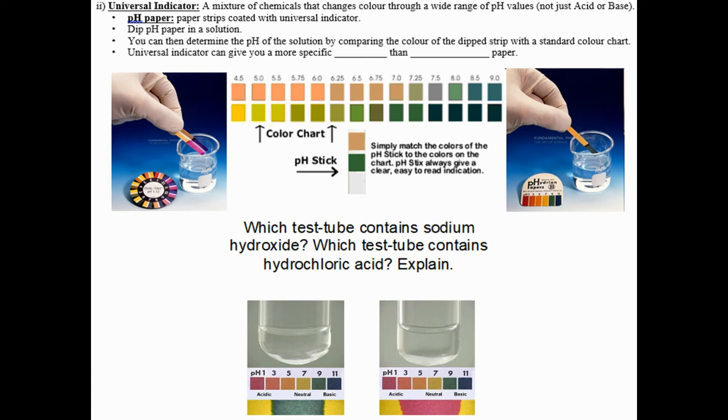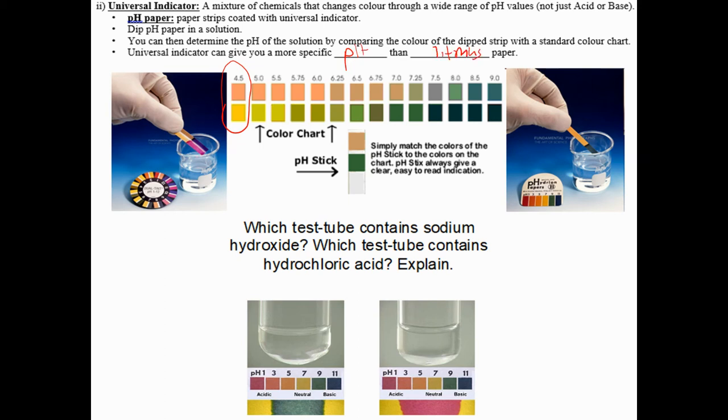pH paper is dipped in universal indicator, and what you do is you basically take the paper, dip it in your substance, it changes color, and you match it to a chart given to you. So for example, if the color was, let's say this over here, after dipping it into a solution, then I would know the pH is 4.5 and it's acidic. So universal gives you a more specific pH than litmus paper.